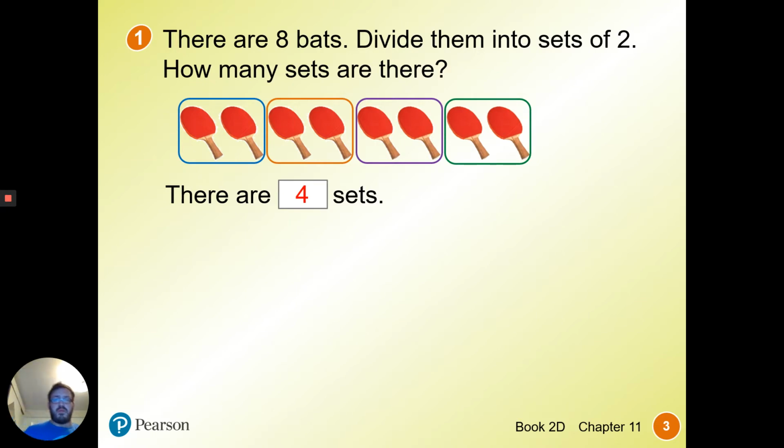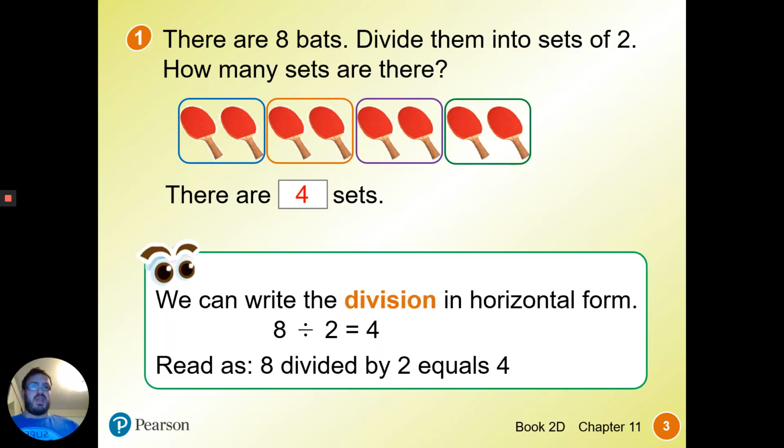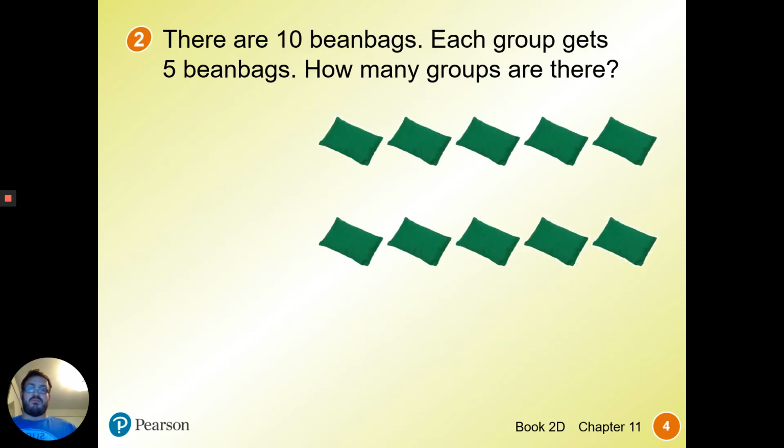So question 1, there are 8 bats and we divide them into sets of 2. How many sets are there? Well, we can do like what we did last week, where we just circled them into groups of 2. So we can write division in a horizontal form, and it reads as this: 8 divided by 2 equals 4. So 8 shared by 2 things equals 4.